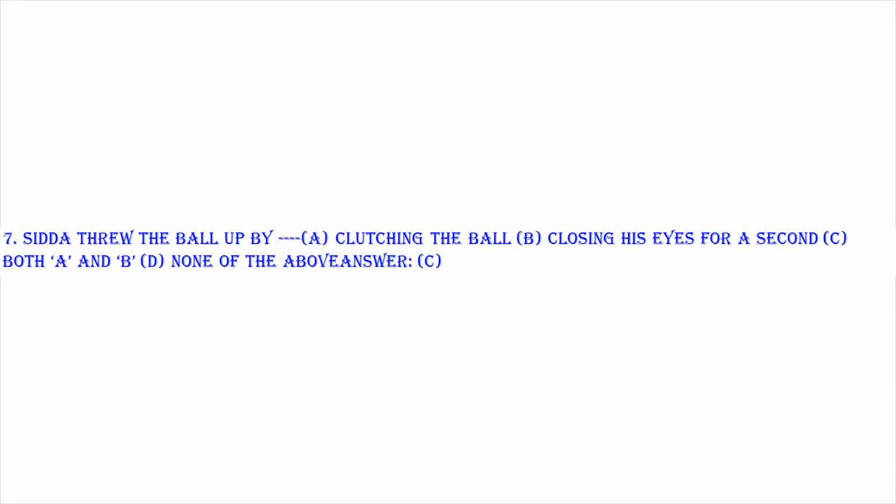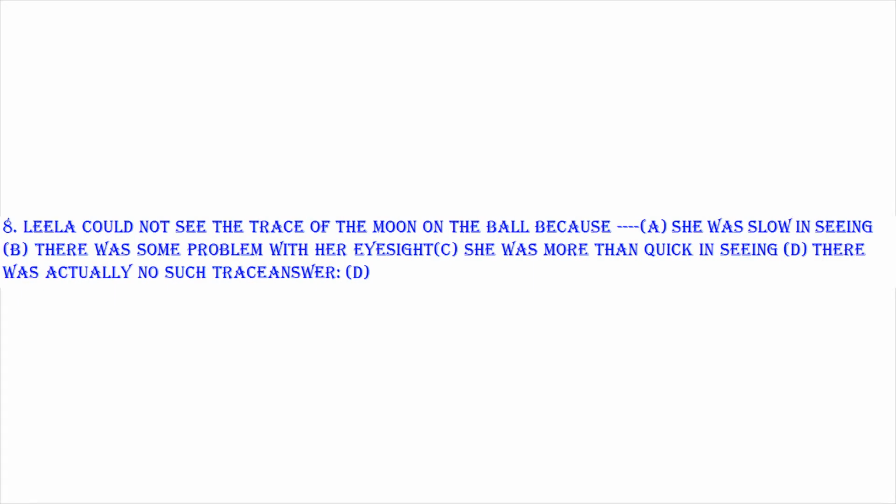Siddha threw the ball up by, A, clutching the ball, B, closing his eyes for a second, C, both A and B, D, none of the above. Answer, C. 8. Leela could not see the trace of the moon on the ball because, A, she was slow in seeing, B, there was some problem with her eyesight, C, she was more than quick in seeing, D, there was actually no such trace.